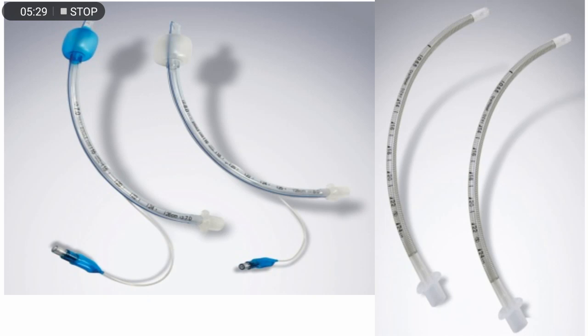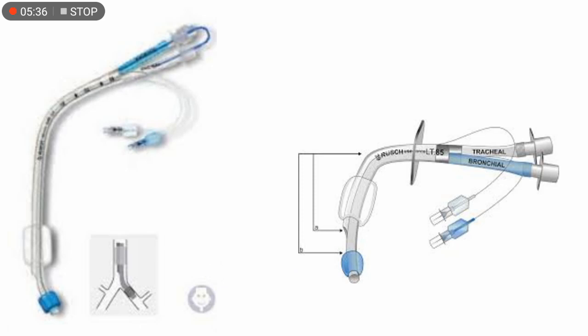This figure shows us on the left side a cuffed endotracheal tube. On the right side, an uncuffed endotracheal tube. And this is the double lumen tube that is used in thoracic surgery, that has two ports to ventilate each lung separately.